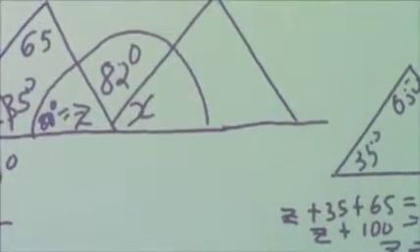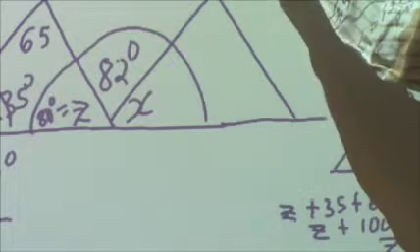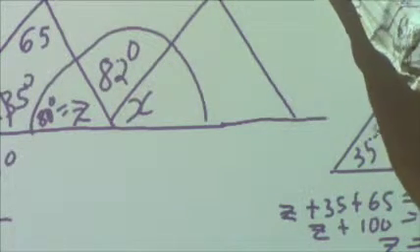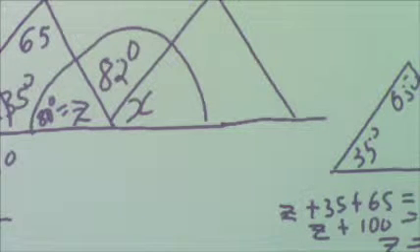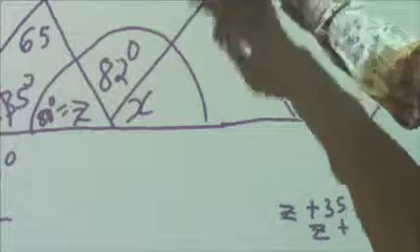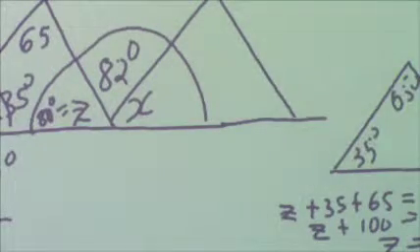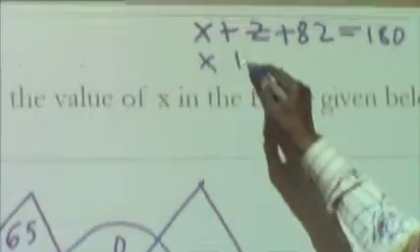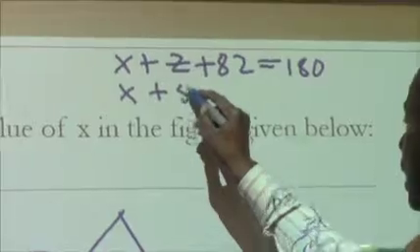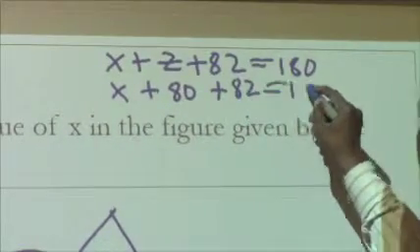So if they lie on a straight line, then they must sum up to what? 180. That is X plus Z plus 82 must be equal to 180. What is X? We don't know X, correct? But we know Z is going to be 80. Then we have 80 plus 82 equals 180.